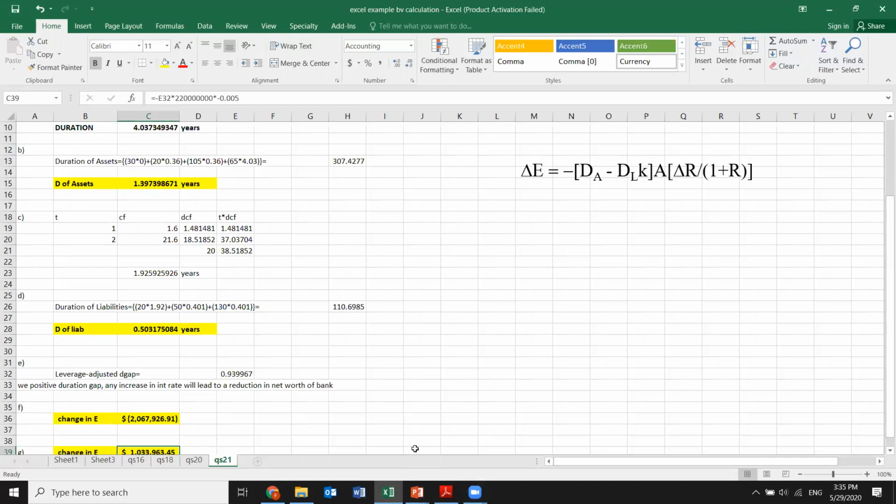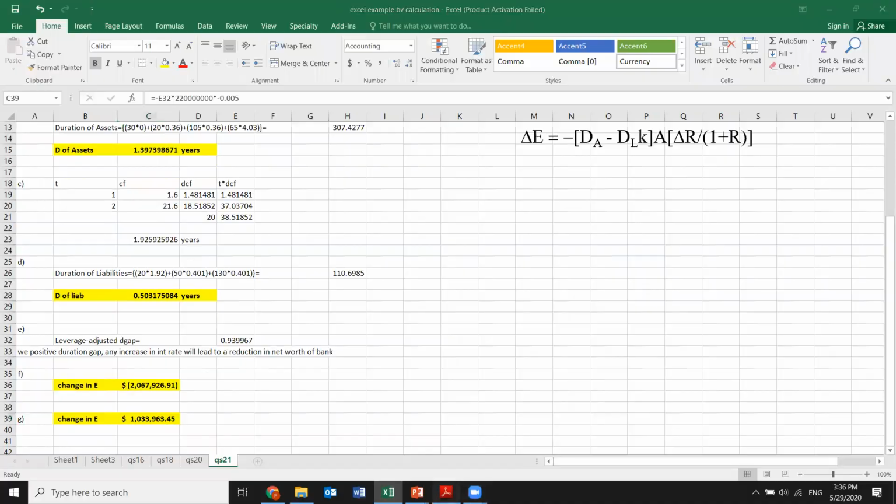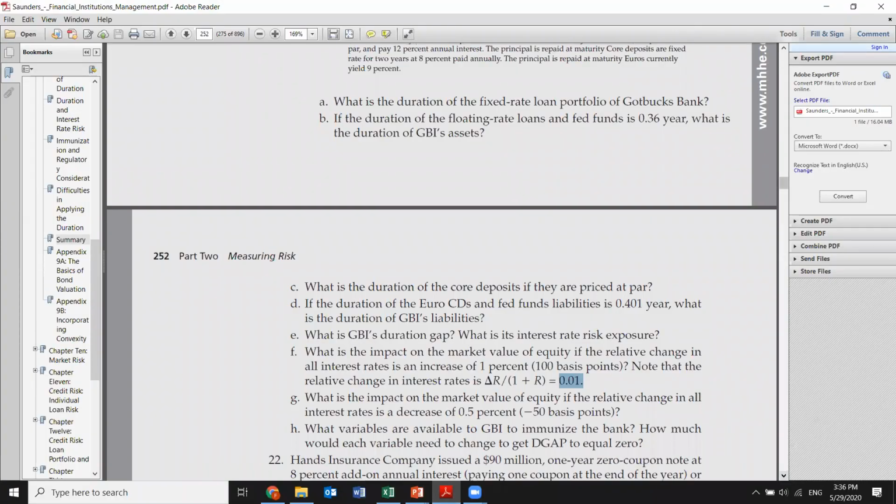In order to answer this question, you have to think which way will be easier for you to minimize the maturity, of either asset or liability. Maybe the asset side will be a bit difficult for you as a financial manager of a bank, compared with the liability side. But in any case, you have to make your duration gap at least close to zero if you're not confident in predicting changes in interest rate. Let's see what the question is asking. It's most probably asking you to equate the duration gap: what variables are available to a GBI to immunize the bank, and how much would each variable need to change to get the duration gap equal to zero?